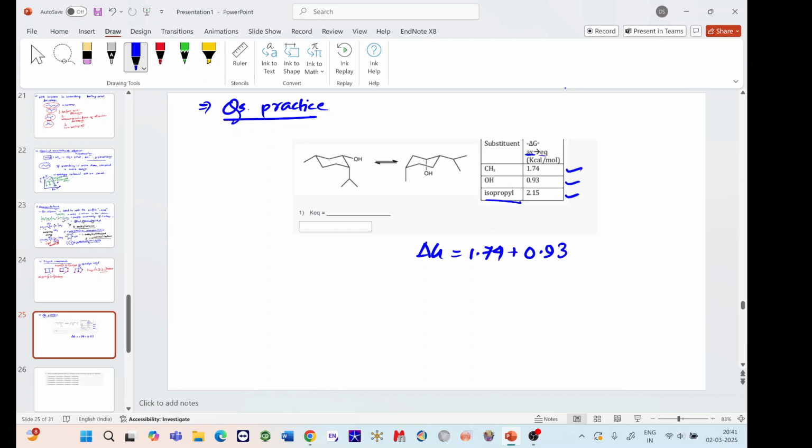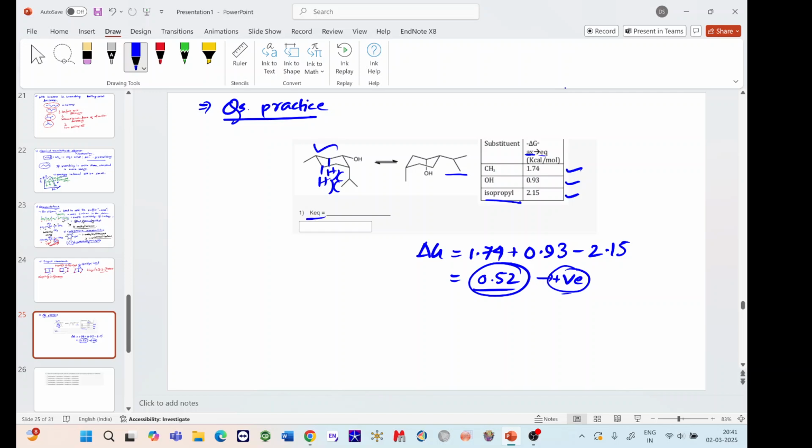Only isopropyl will be negative. Why? Because it is going from axial to equatorial, so all this repulsion will not be there. Here you have no repulsion. This is in equatorial. So you will get this value, 0.52. From the delta G value you can see this is positive, right? So this is non-spontaneous, and this one will be much more preferred. But we need to calculate K equilibrium.